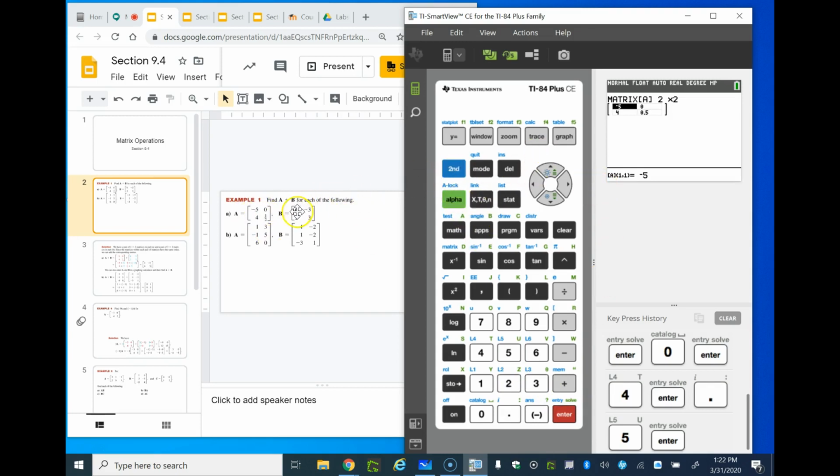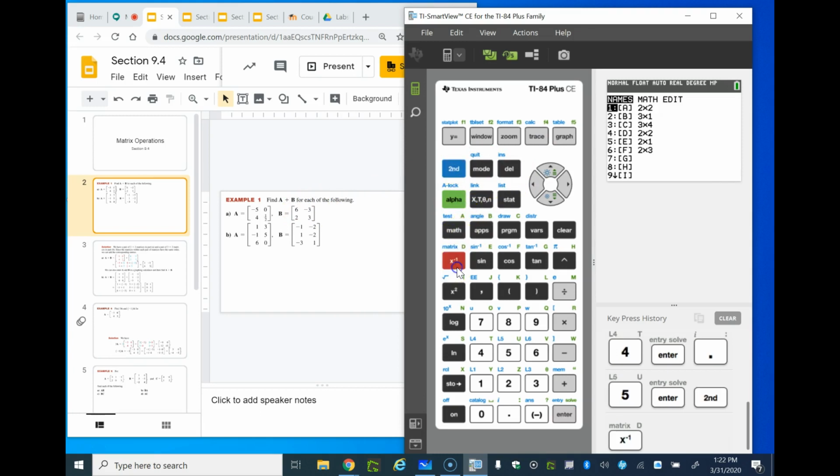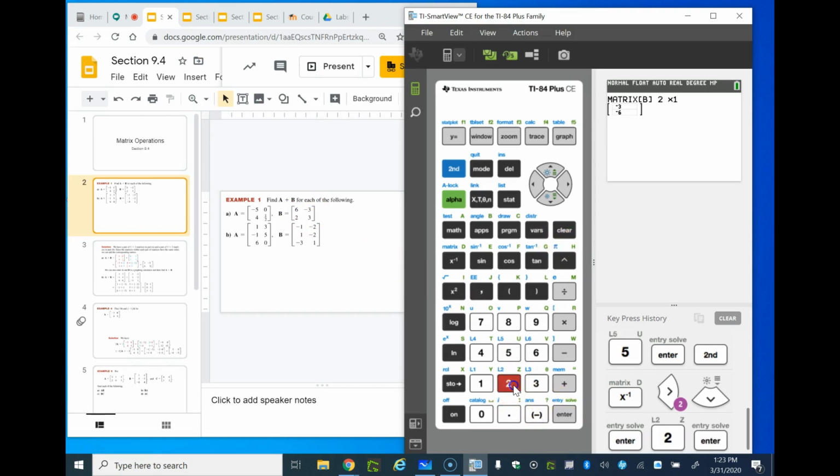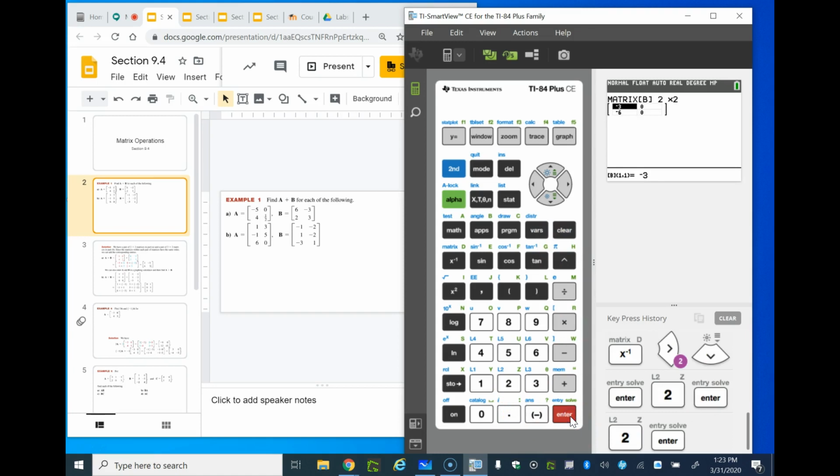So I'm going to go ahead and do B now. I'm going to go to edit first, and then I'm going to go down to B. So this is a 3x1. Remember, I want to change it to a 2x2. So enter. And now I have 6, -3, 2, and 3.